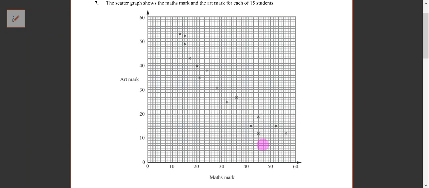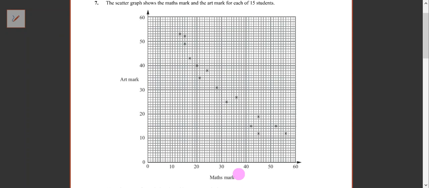Now remember, each one of these points is a different person. So this person, how would you describe them in terms of their art and their maths? Really? They're good at both? They're bad at maths, but good at art. This person, good at maths, bad at art. This person, average at both. Yeah?